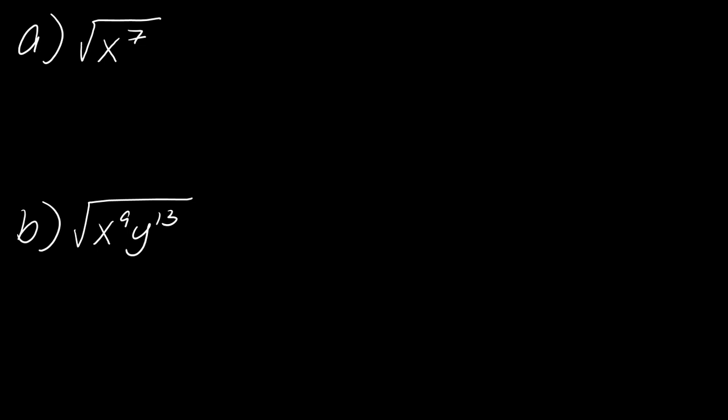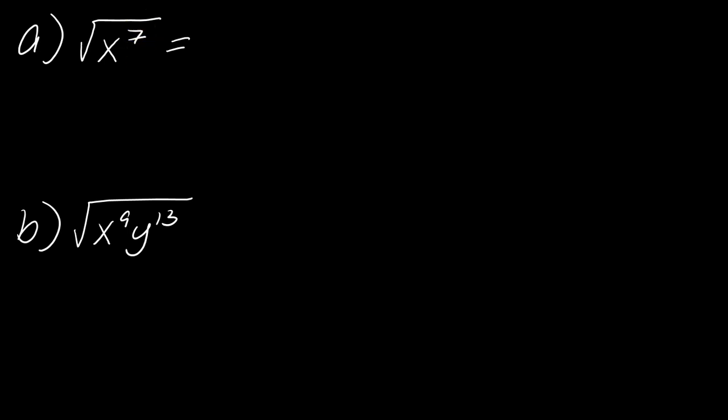So now I have the square root of x to the 7th. The obvious issue here is that this is a square root, and 7 cannot be evenly divided by 2. But now we can employ a very similar strategy to what we did earlier. I'm going to think of the largest number just below 7 that 2 will evenly divide.